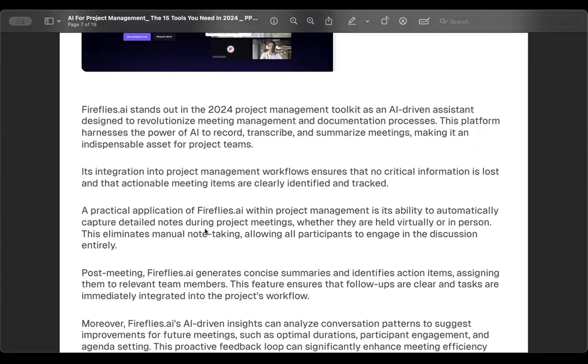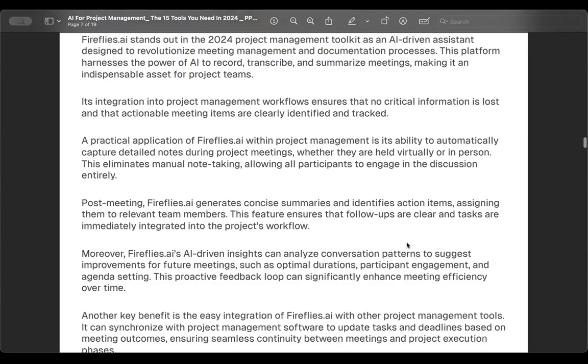Now anyway we can apply that in Microsoft Teams as well, because with the help of Copilot, we can easily generate automatic subtitles or minutes. So that feature is available there as well, whether meetings are held virtually or in person, and this eliminates manual note taking, allowing all participants to engage in the discussion. In Teams, after finishing the meeting, they will automatically, in a few minutes or a few hours, share the meeting minutes with the participants as well, if we allow that feature.